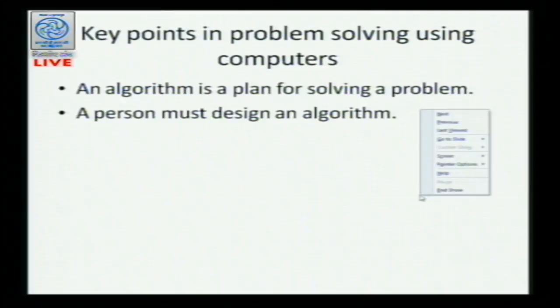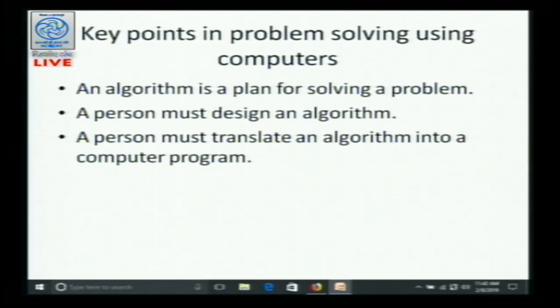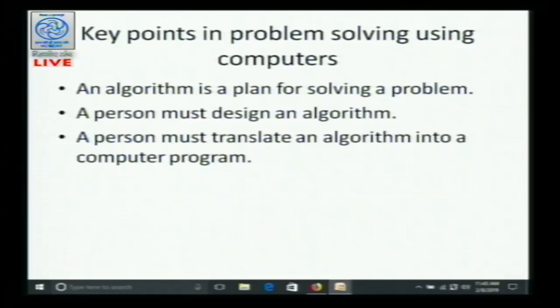So a person is supposed to design an algorithm, right? A human being is supposed to, as I said, computer is merely a tool. So somebody, a human person, has to design an algorithm, and then, as I also said, a computer doesn't understand our human natural languages. It's got its own language to understand. So, again a human being's role comes in: one has to translate this algorithm, the plan, into a computer program. A computer program is what a computer understands. A program is nothing but a set of instructions through which we tell a computer what things I'm expecting you to do. That is how we instruct the computer using a program.